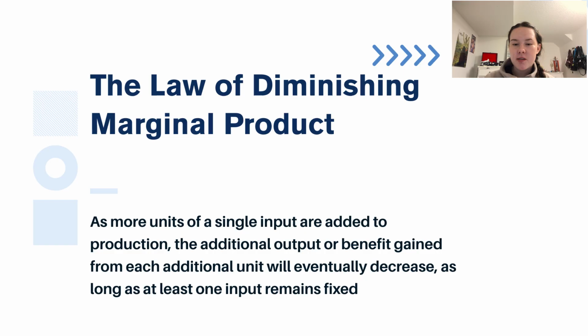Marginal production adheres to the law of diminishing marginal product, which states, as more units of a single input are added to production, the additional output or benefit gained from each additional unit will eventually decrease, as long as at least one input remains fixed.